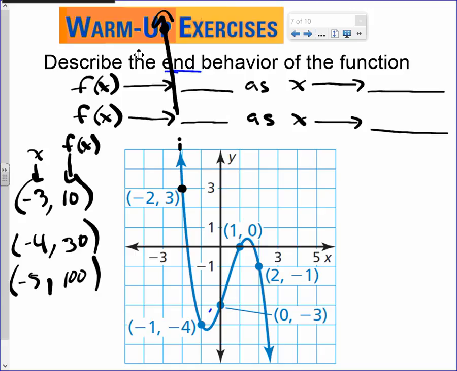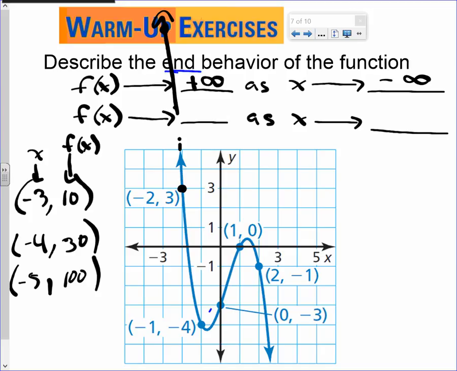As x goes towards negative infinity, look at this. F of x goes towards positive infinity. That's the infinity symbol. It's like a sideways 8. Put that on your notes. As x approaches negative infinity, right? So that's at the left end.